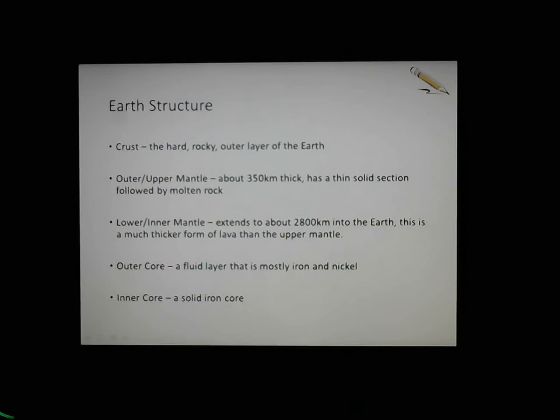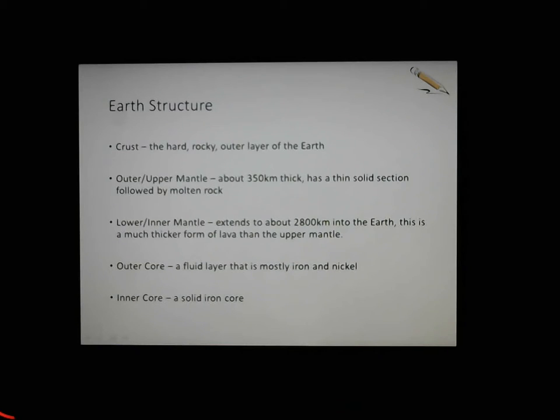Now, here's more of a descriptive version of it. A crust, hard rocky layer. We stand on the crust, we're familiar with the crust. The upper mantle, or the outer mantle, is only 350 kilometres thick, so compared to the Earth it's quite thin. It's a thin solid section with some molten rock under it. The inner mantle goes very deep. It's a much thicker form of lava.